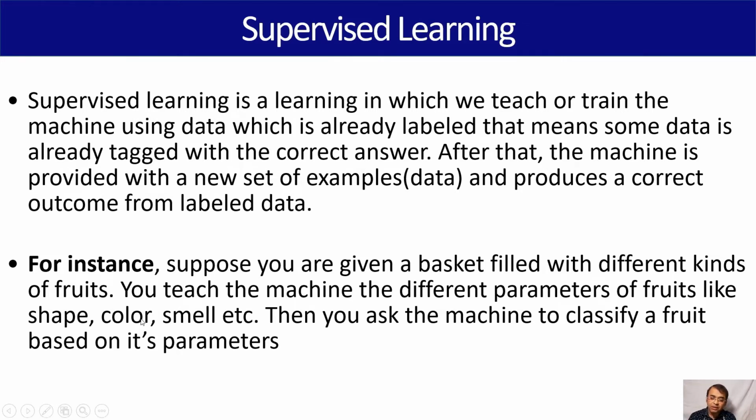For instance, suppose you are given a basket filled with different kinds of fruits. You teach the machine the different parameters of fruits like shape, color, smell, etc. Then you ask the machine to classify a fruit based on its parameters.